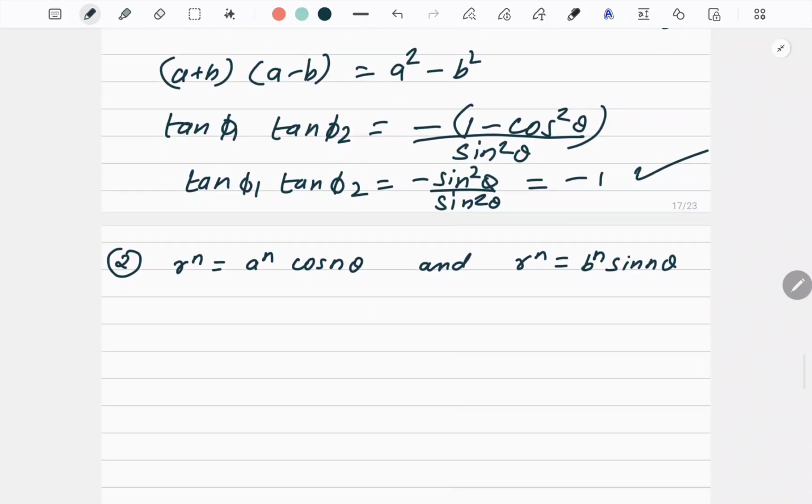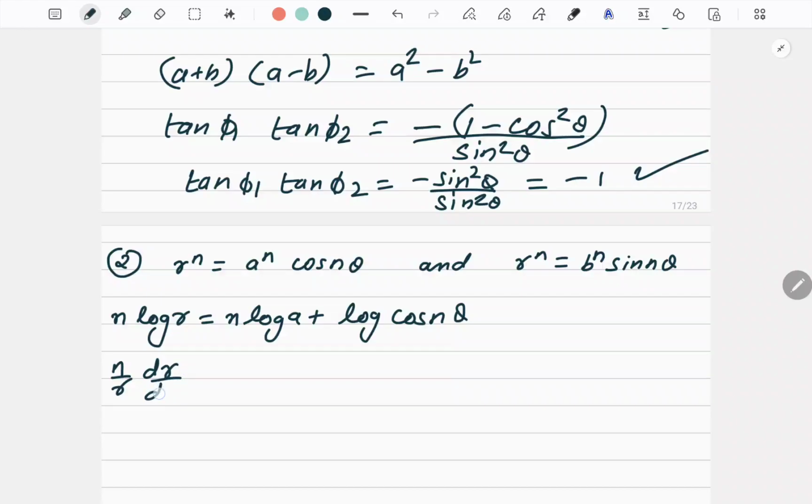Same way, let us do this one now. Let us start. So n log r is equal to n log a plus log of cos n theta. Correct? Differentiate it. So n by r dr by d theta is equal to... differentiation of log is 1 upon, so cos n theta will go in the denominator. Now differentiate cos. Differentiation of cos is sin n theta, and then differentiation of n theta is n. And since cos differentiation is minus, one minus will also come.